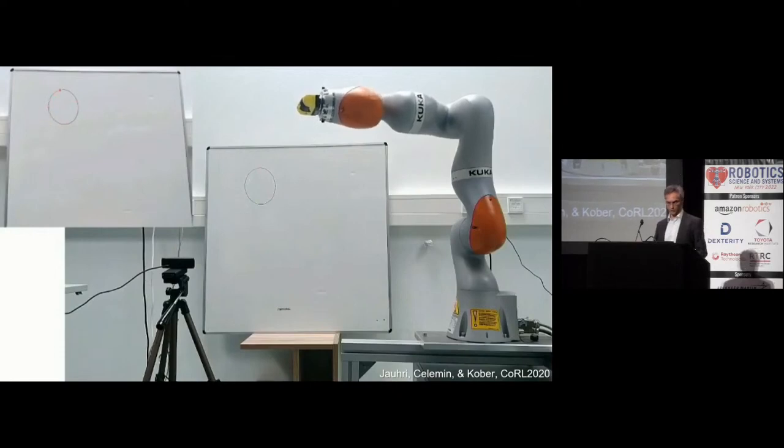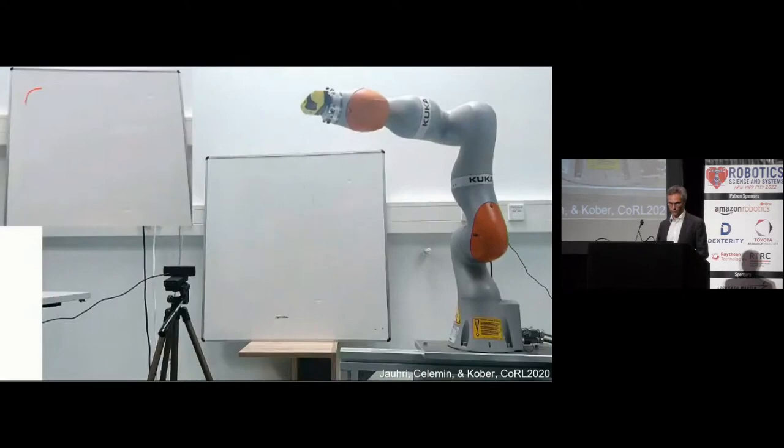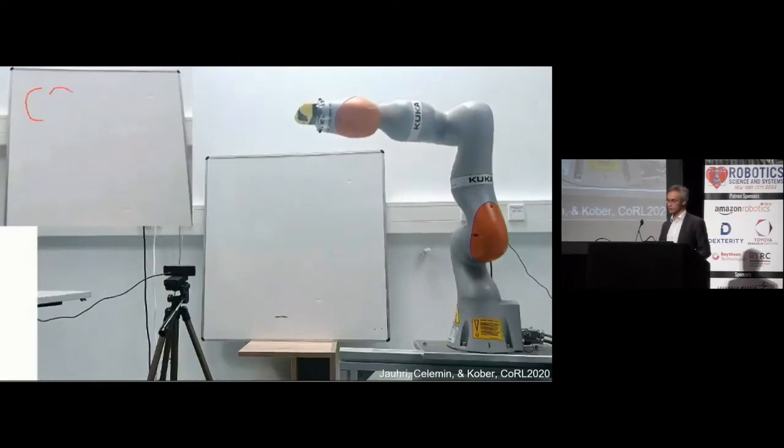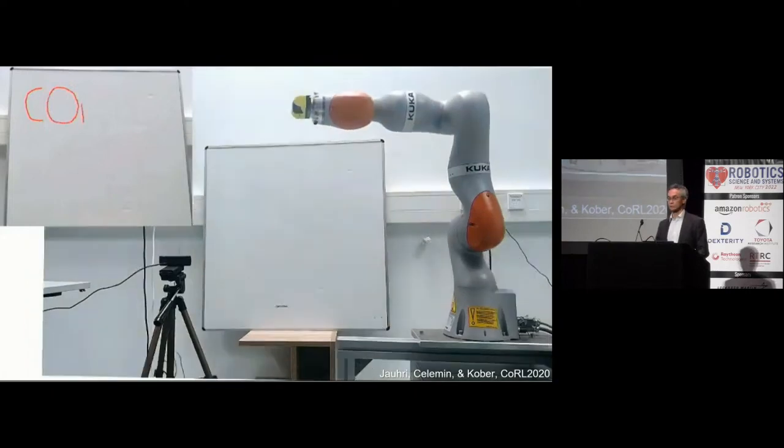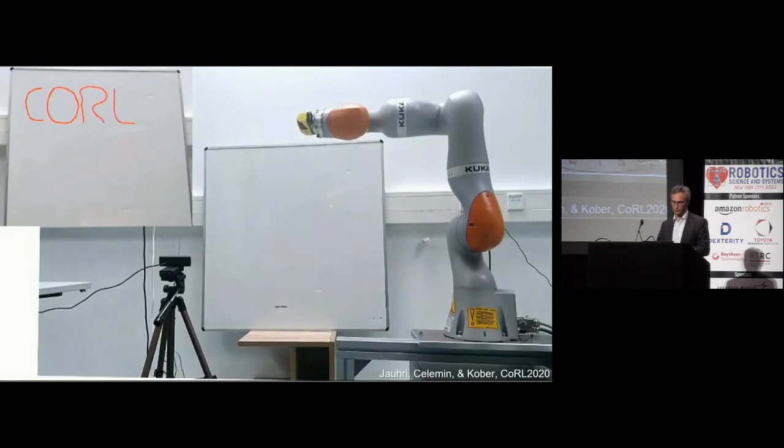So here the task is to use the laser pointer to track the shape on the whiteboard, and we want to give the corrections directly in the space on the whiteboard. So here within 20 minutes or so, the robot learns to both do the task of tracking the letters and also learns the inverse model it needs in order to map from the state space to the actions.